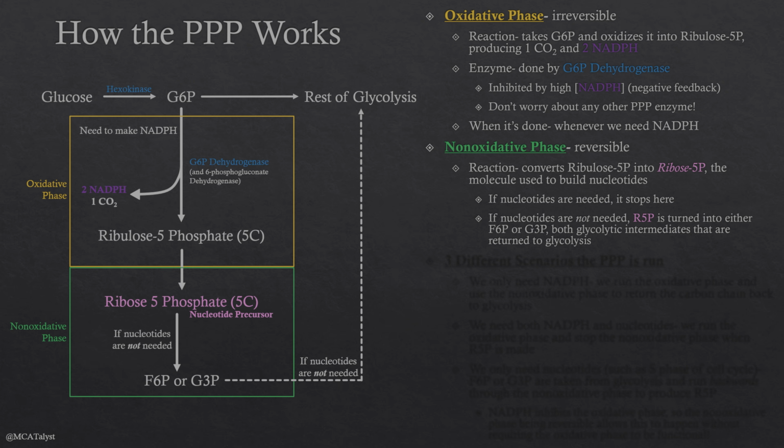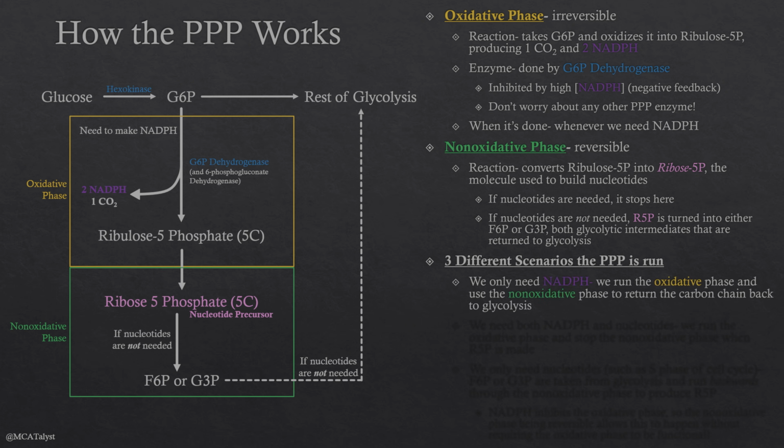So we talked about on the last slide the fact that we need the pentose phosphate pathway for those 2 reasons of producing NADPH or nucleotide precursors. There's actually going to be 3 different scenarios or orders in which we're running the pentose phosphate pathway. For example, what about the scenario that we only need NADPH? We don't need nucleotide precursors, we only need NADPH.